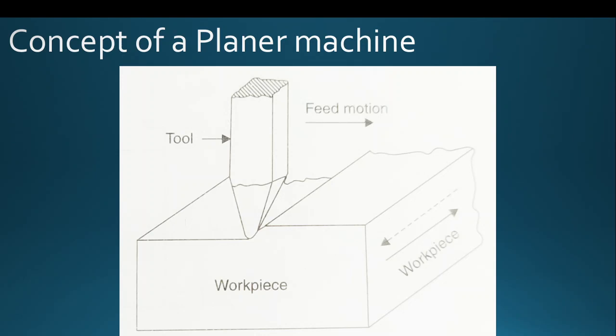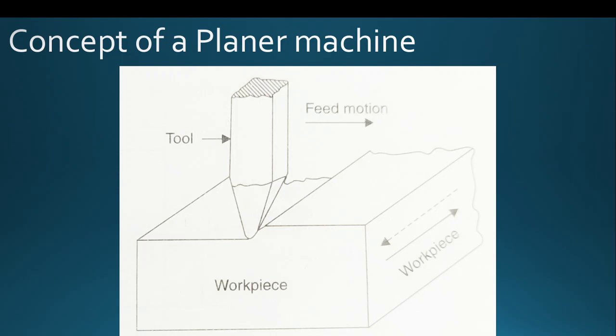First, the concept of the planar machine operation. Like the shaper machine, in planar also we are going to work with a single point cutting tool to prepare the flat surfaces on the metallic workpiece. But the very important difference between the planar and the shaper: in the case of the shaper machine, the workpiece is fixed on the table in static condition. This will be moved only during the feed movement, and the tool is set with the tool head of the shaper and reciprocates back and forth.